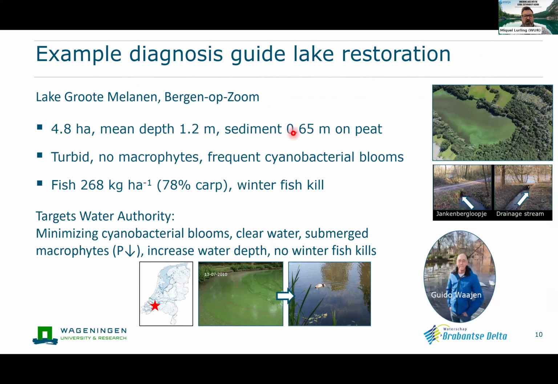And over time, it became quite turbid. There were no macrophytes in there, and frequent cyanobacterial blooms, as you can also see from the picture here. Two tiny streams fed into the lake, bringing in nutrients. And the fish stock was not extremely high, at 270 kilograms per hectare. It can easily be five times more in these kinds of lakes in the Netherlands. But the majority was carp.